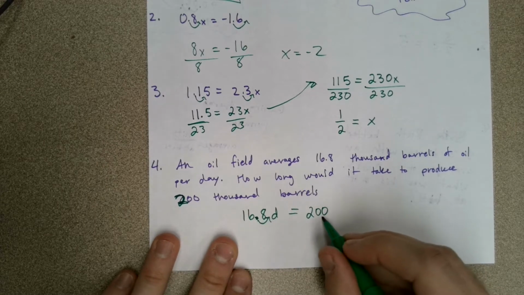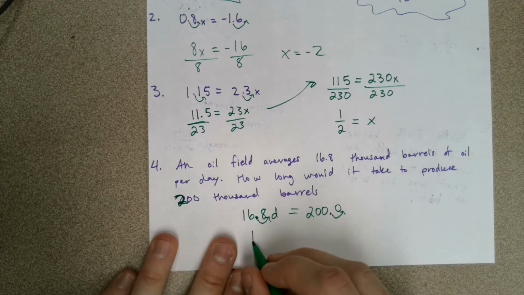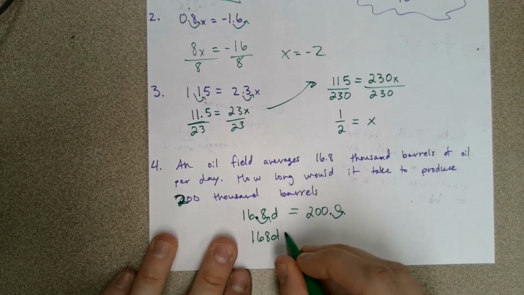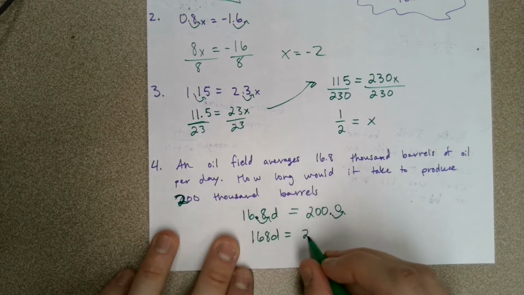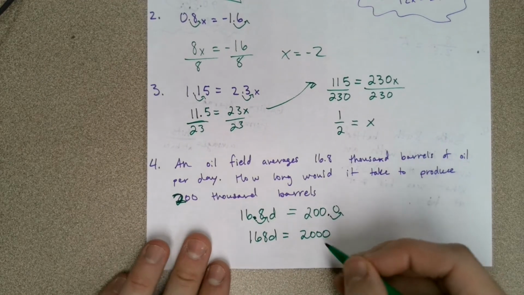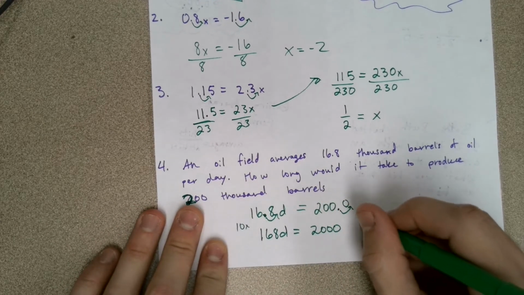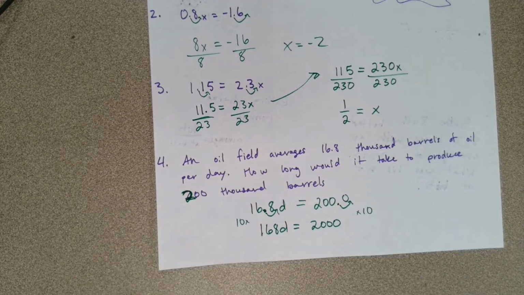Whatever I do over there, I have to move over the decimal right here as well. What's that going to do? That's going to add a 0. That's going to make this 168D equals 2,000. That's the biggest step right there, making sure that when you move that decimal, you add a 0 as well. You can think about that as timesing each side by 10, if that's what you want to do. That's allowed. We can times each side by the same number.